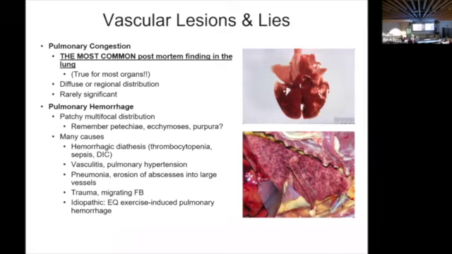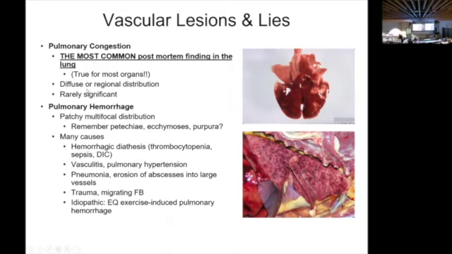Pulmonary congestion, this is the most common postmortem finding in the lung. You can generalize this. This is pretty much true for almost any organ you look at. Congestion is going to be the most common thing. It can be diffuse or regional. So this top image is a picture of a congested lung. It's pretty diffuse. This lobe is a little less affected, but you can see it's coalescing to diffuse. There's a couple of these light areas that seem less affected, but the whole lung is kind of just a dark red.